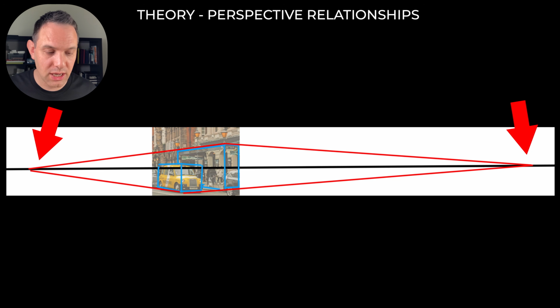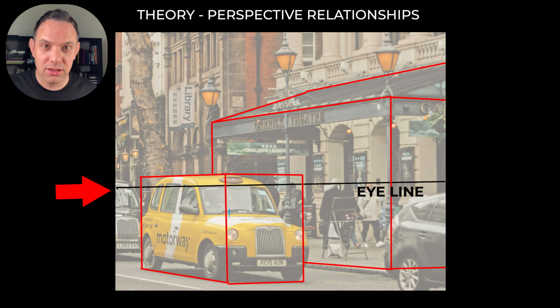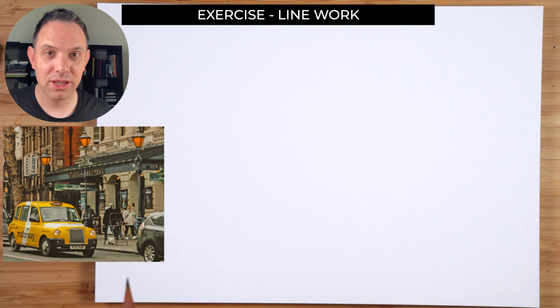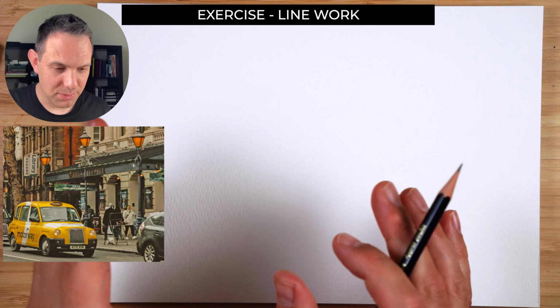So we don't need to actually literally draw two vanishing points on either side. Consider the eye line where the horizontal lines are the flattest, and they increase in angle as they go away, but those angles of the car have to match the angles of the building. Okay, now we're going to go into the sketch, and I'll show you step by step how to do this.